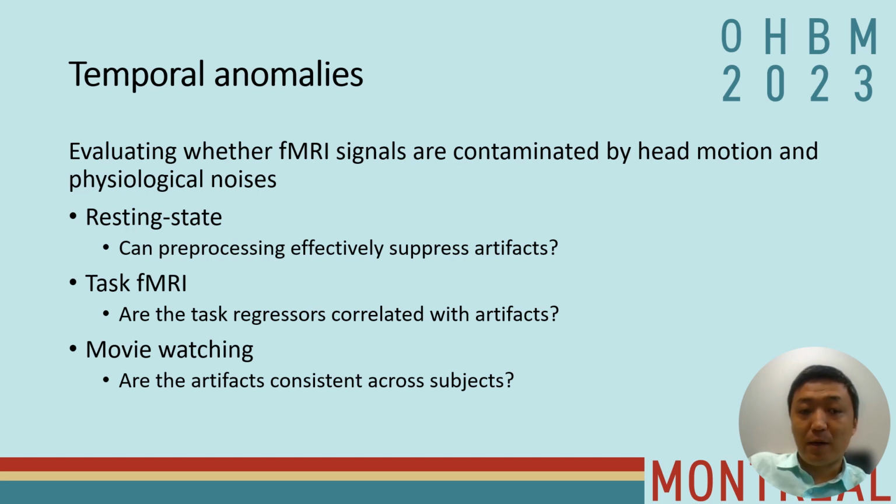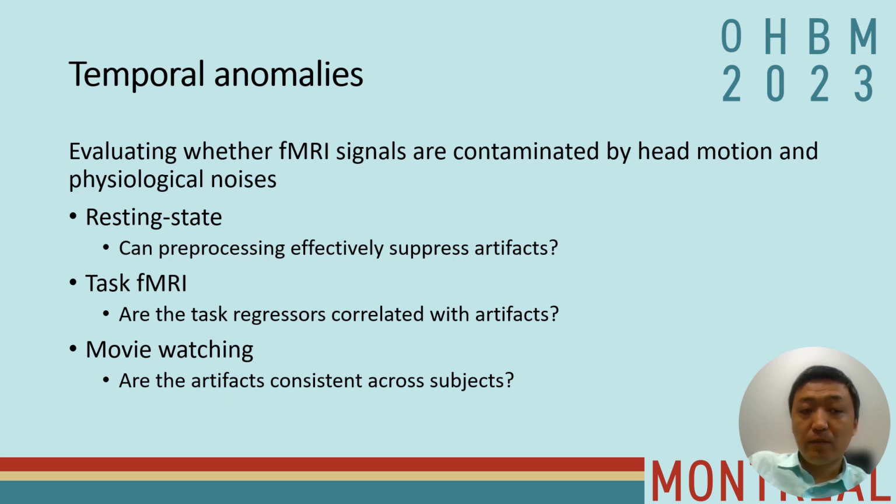For task-based fMRI, usually we have a task design, and we want to study whether those brain signals are correlated with the task design. Therefore, we want to check whether the hand motion or physiological noises are also correlated with task design, which is not desirable.